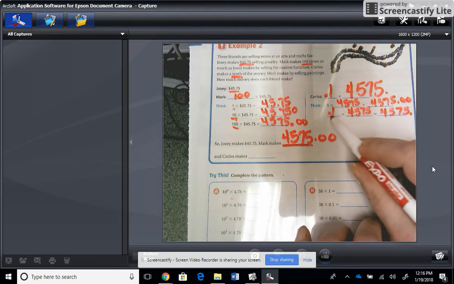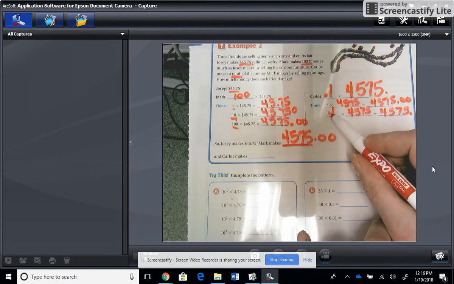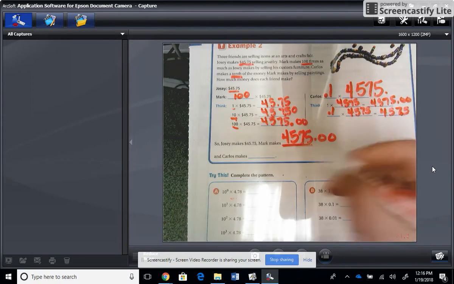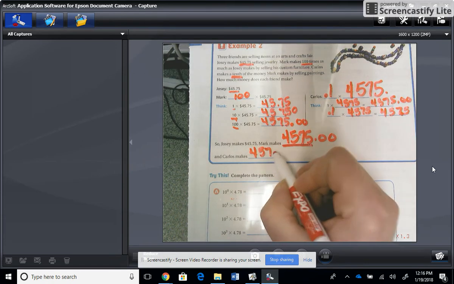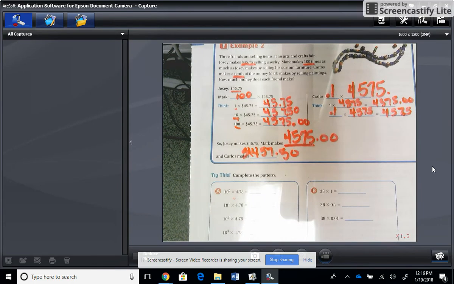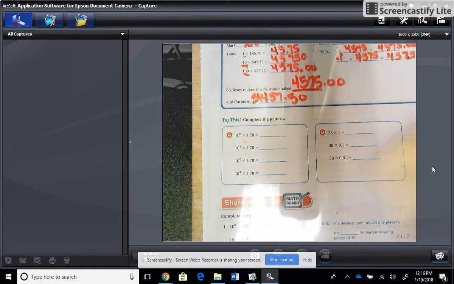All right, so I've got to figure out, I move it to the left, and in a tenth, it's 1 place value, so I move it to the left once. How much did Carlos make? He made $457.50. So it's just a matter of knowing which way you should go. Is my number going to get larger or smaller? And how many place values are they talking about?